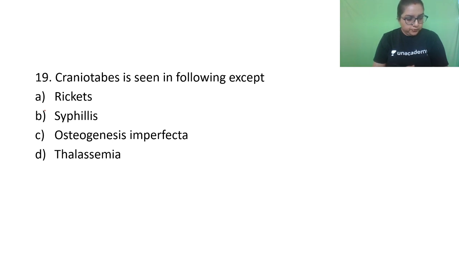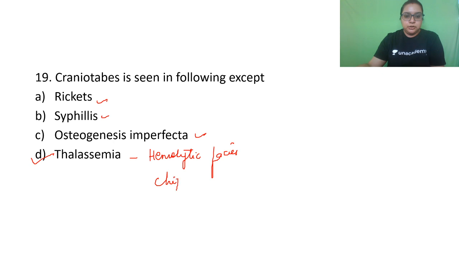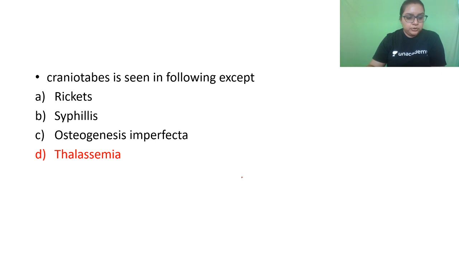Yes, most of you are correct. The answer is thalassemia. In fact, in thalassemia, we do not see craniotabes. Diseases for craniotabes include rickets, syphilis, and osteogenesis imperfecta. In thalassemia, we see hemolytic facies, often called chipmunk facies. Keep this in mind. Okay? So I'm getting a mixed picture, but I think I'm very clear. Majority of you have given a correct answer, that is thalassemia.